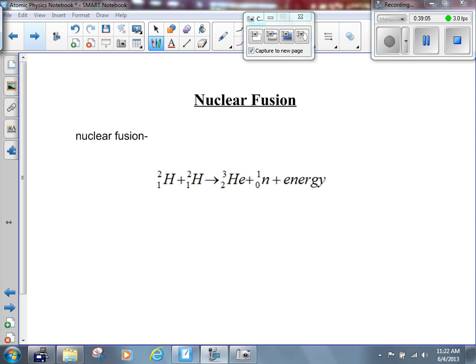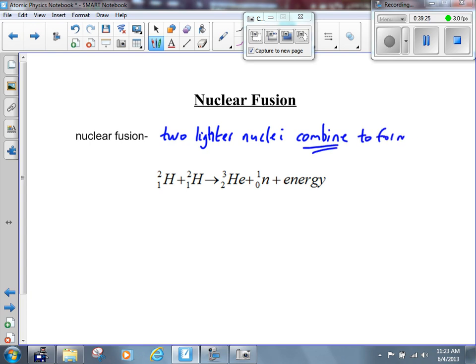Nuclear fusion, on the other hand, is when we have two lighter nuclei combining to form one heavy nucleus. They fuse together to form one heavy nucleus. Now, there are lots of examples of nuclear fusion as well. This is one of them.